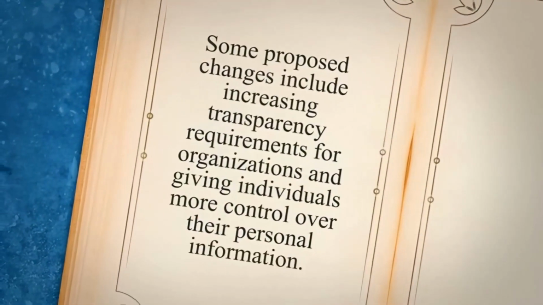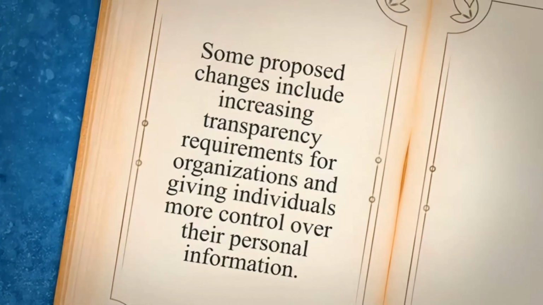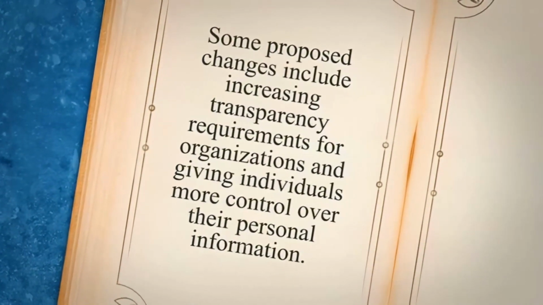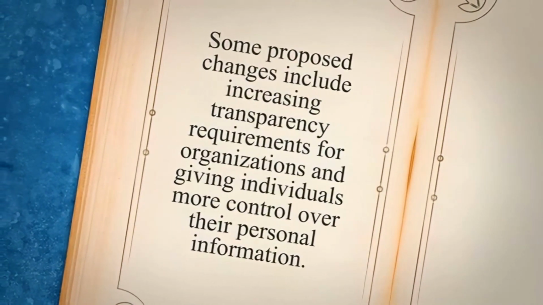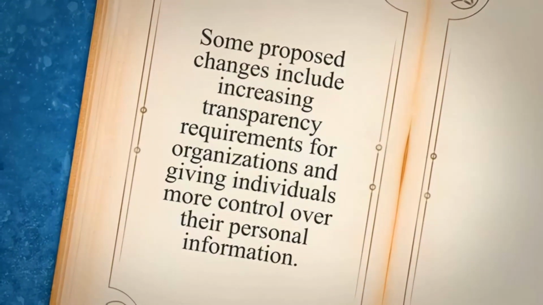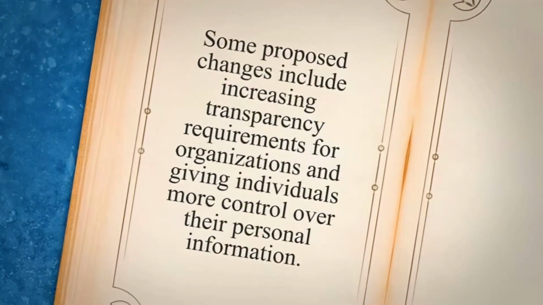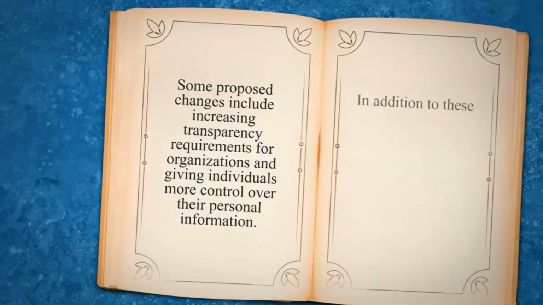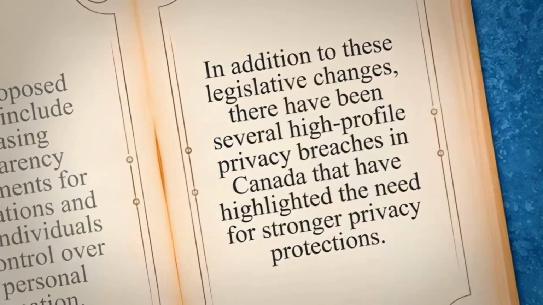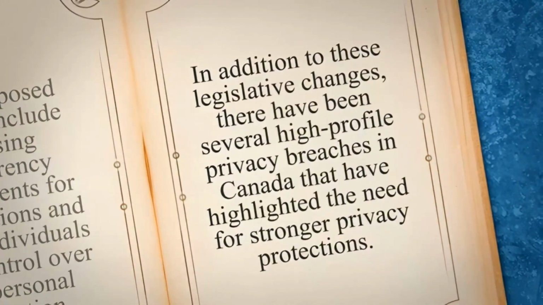Another important development is the ongoing review of PIPEDA by the federal government. The review aims to modernize the legislation to better address current privacy concerns, such as the use of artificial intelligence and big data. Some proposed changes include increasing transparency requirements for organizations and giving individuals more control over their personal information. In addition to these legislative changes, there have been several high-profile privacy breaches in Canada that have highlighted the need for stronger privacy protections.